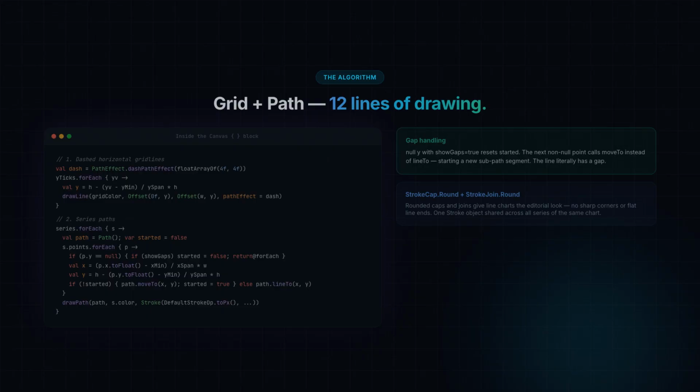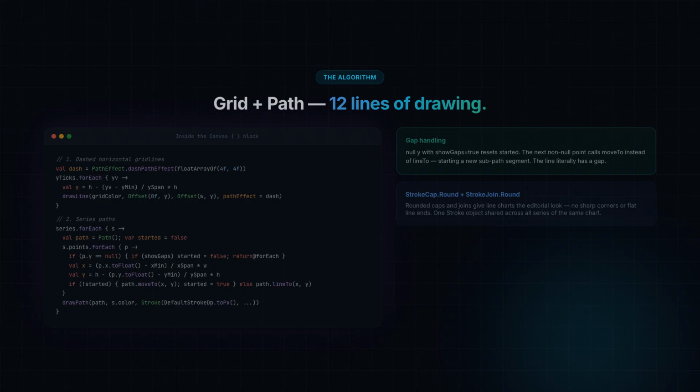Inside the canvas block, width and height are available as size.width and size.height. The grid lines come first. For each y-tick value, compute the y-pixel position as h minus the normalized fraction times h. A simple inversion: y0 is at the top of the canvas, data minimum is at the bottom. Draw a dashed line across the full width.